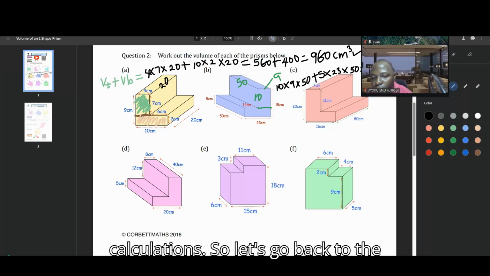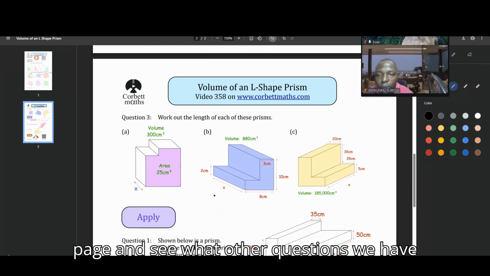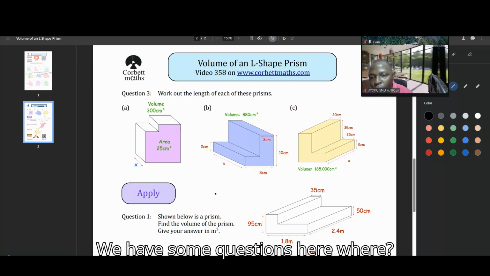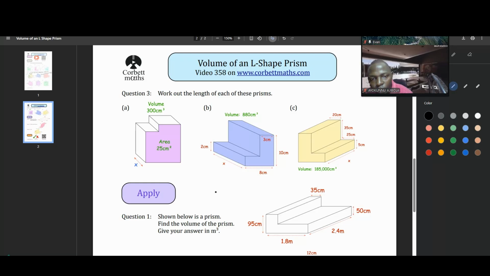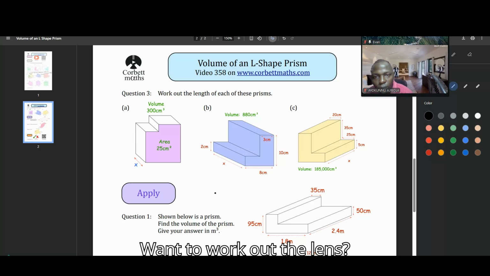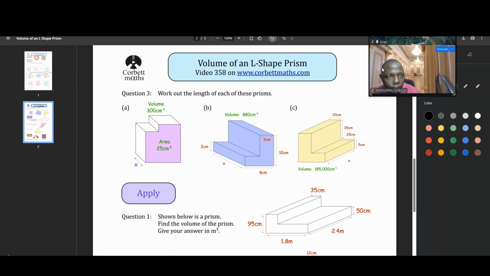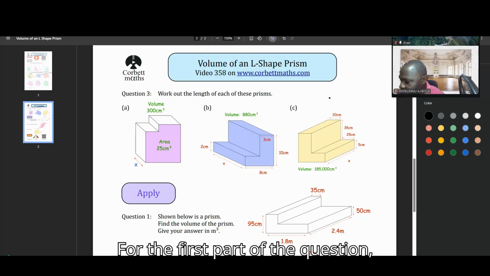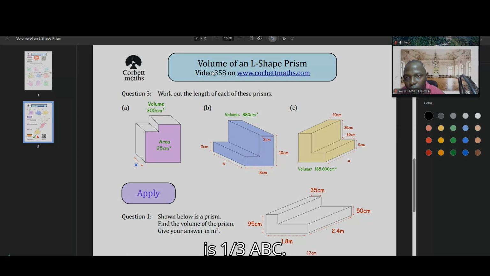So let's go back to the page and see what are the questions we have there. We have some questions here where some of the areas have been given. I want to work out the lengths here. Let's take it to the board. So for the first part of the questions, 3A, B, C.